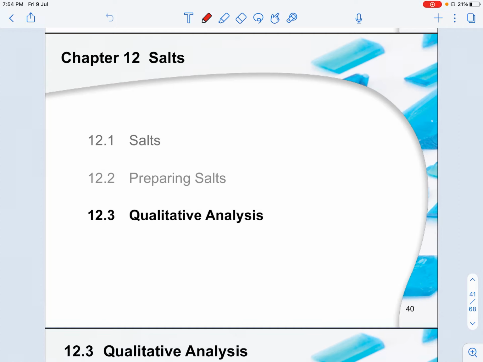Okay, so for today, I'll be talking about quantitative analysis. Quantitative analysis is the follow-up of your salt preparation. In salt preparation, we saw three main types of salt preparation techniques. Number one, your crystallization. Number two, we have your titration. And number three, we have your precipitation.